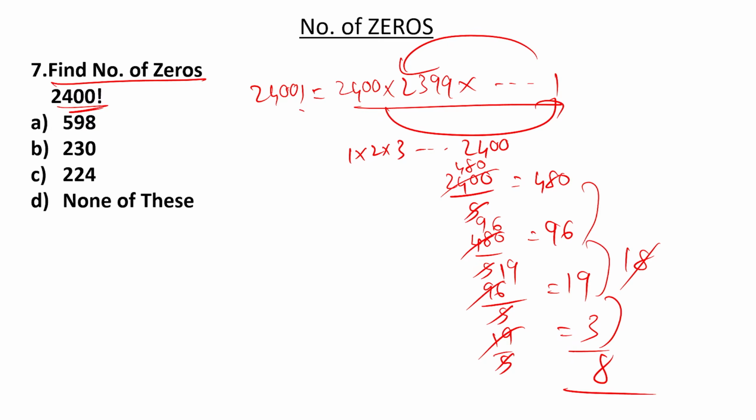We just need to add these, right? Okay. We got somewhere about 598, I guess. You understand how to do the problem, right? Okay, let's move on to the next question.